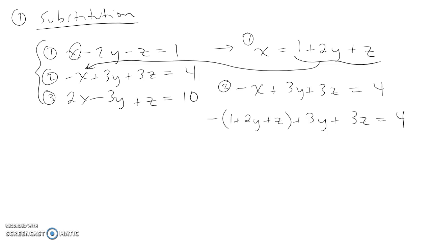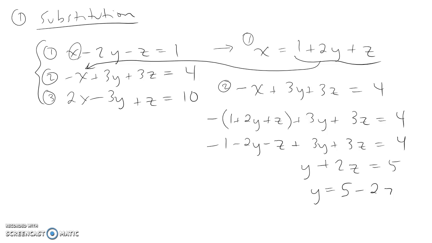And so notice what I have now. I now have an equation that's in only 2 variables. So the idea is I want to get it down to where I can find one variable value, and then we'll plug it back in and find the others. So let's go through the motions of simplifying this. If I distribute the negative, we have negative 1 minus 2y minus z plus 3y plus 3z equals 4. Collecting all the like terms, we get y plus 2z equals 5. And solving for y, we get y equals 5 minus 2z.